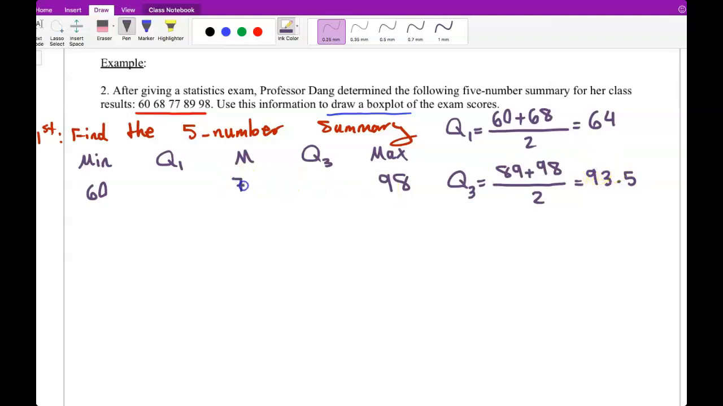Here we have 77. That's how many numbers we have. N is equal to 5. That is odd. So this is the median in between. That is 77. Now Q1, 64, median of first half. And Q3, 93.5.